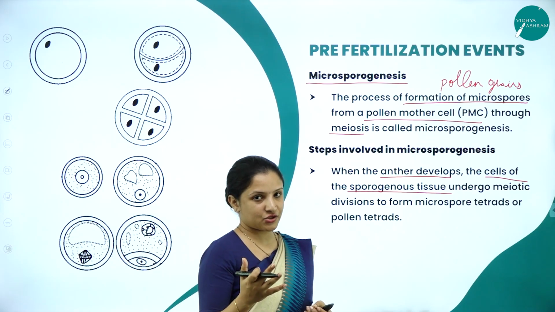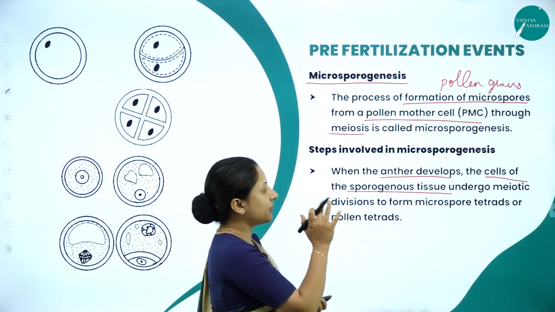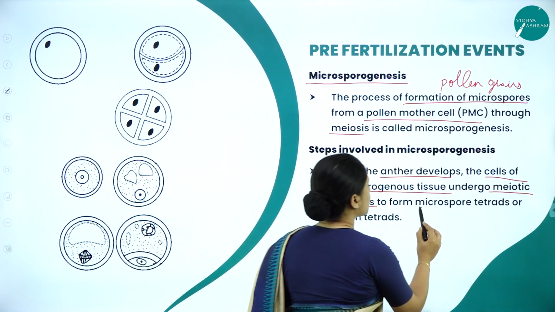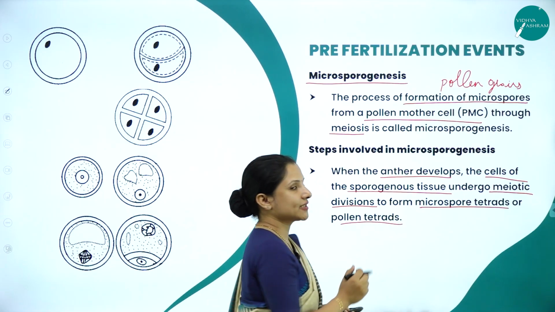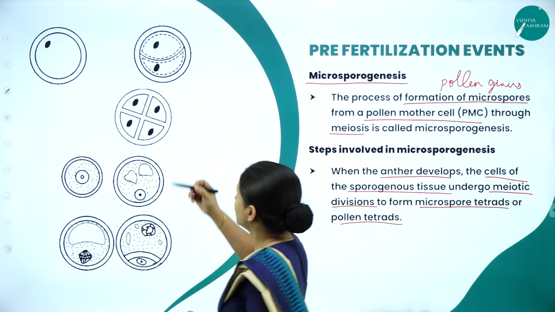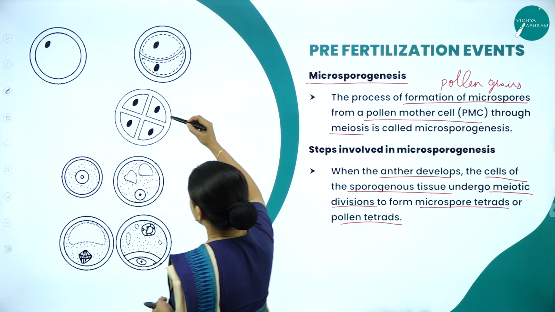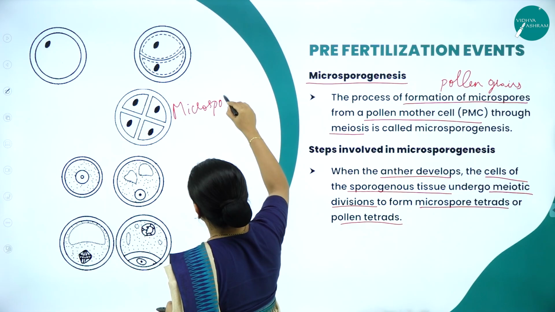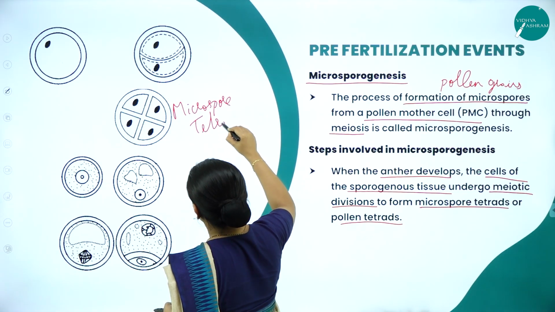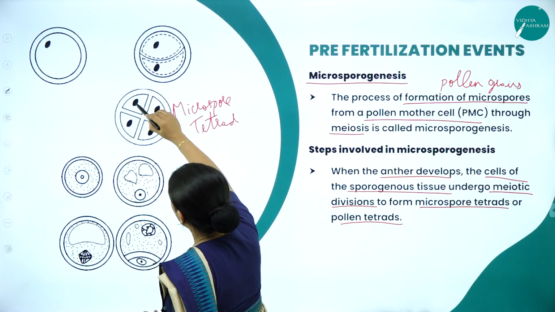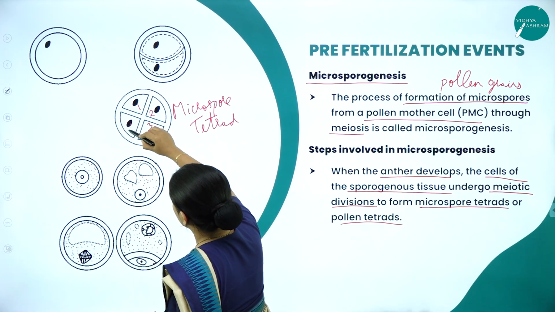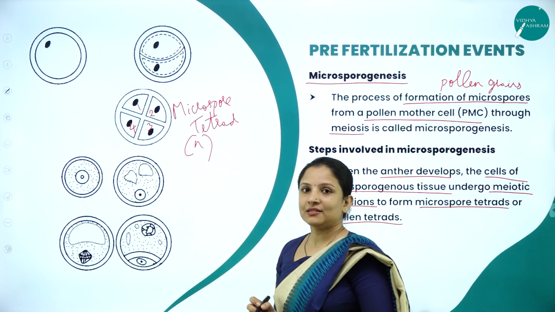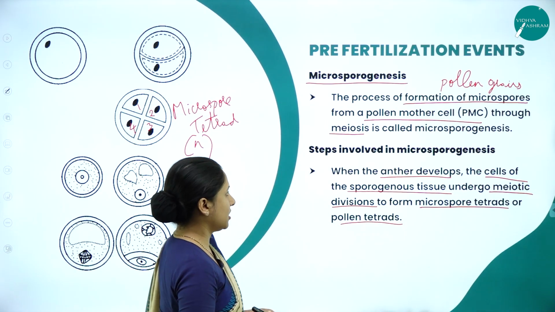Those sporogenous tissues, wherein the pollen mother cells that are there, they will undergo reduction division to form microspore tetrads or pollen tetrads. Tetra means 4 in number. So what will happen? They'll undergo reduction division to form microspores. Now this is a tetrad. Microspore tetrad. Why? Because here there are 4 spores that are developed, right? So it is a microspore tetrad and it is N. It is haploid. Why? Because it is a reduction division.